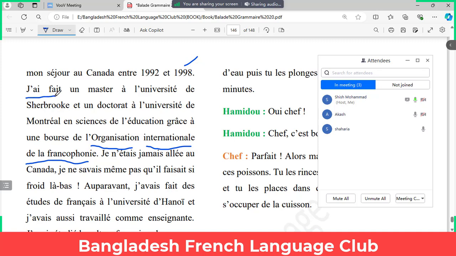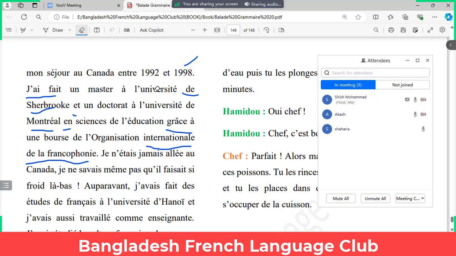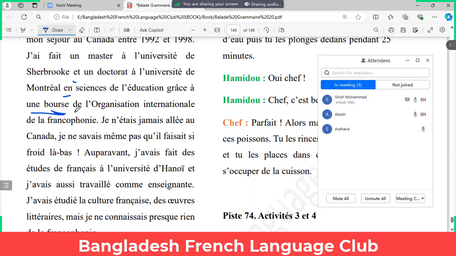So it's saying that j'ai fait means I did, I have done a master's at the University of Sherbrooke, and a doctorate at the University of Montreal, in sciences de l'éducation, the science of education. Grâce means thanks to. Bourse means scholarship, so thanks to the scholarship from the Organisation internationale de la francophonie, the international organization of French-speaking people. So actually she got a scholarship from this organization.